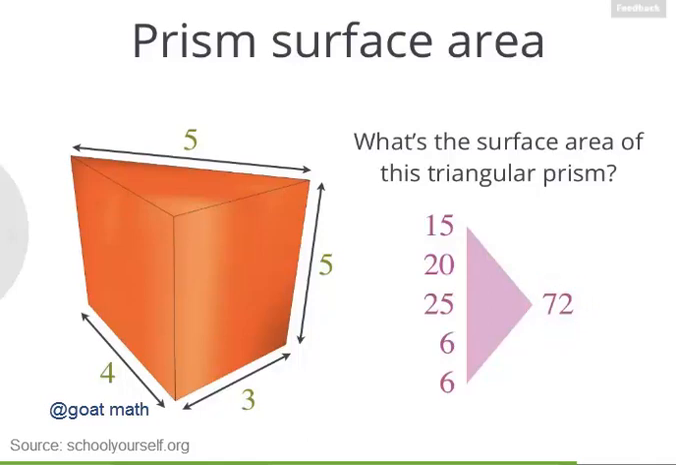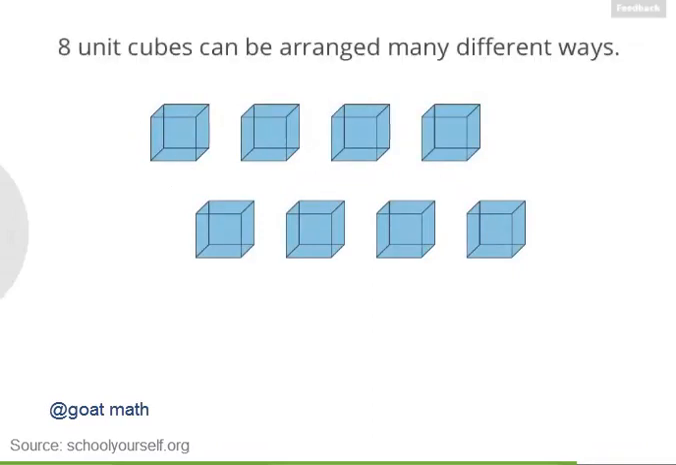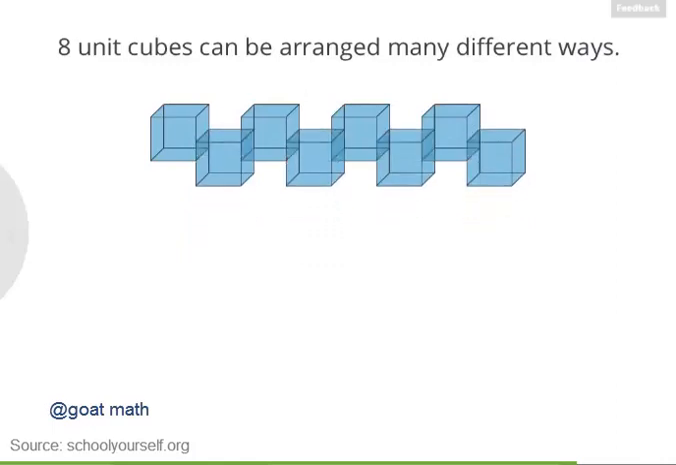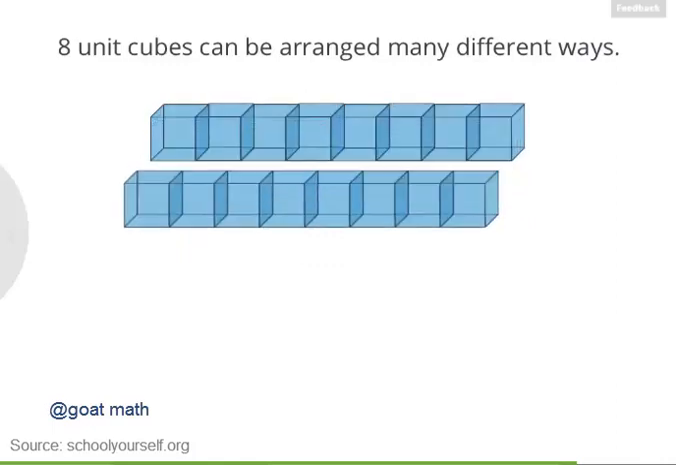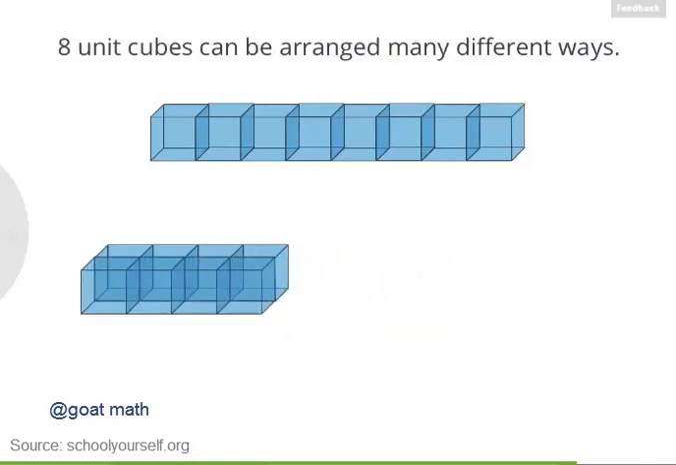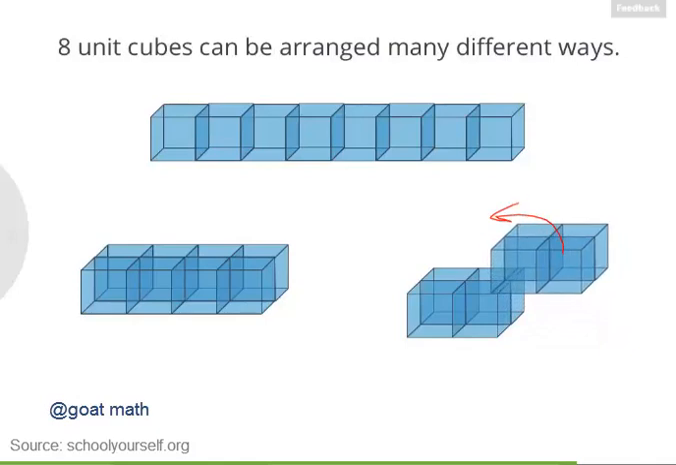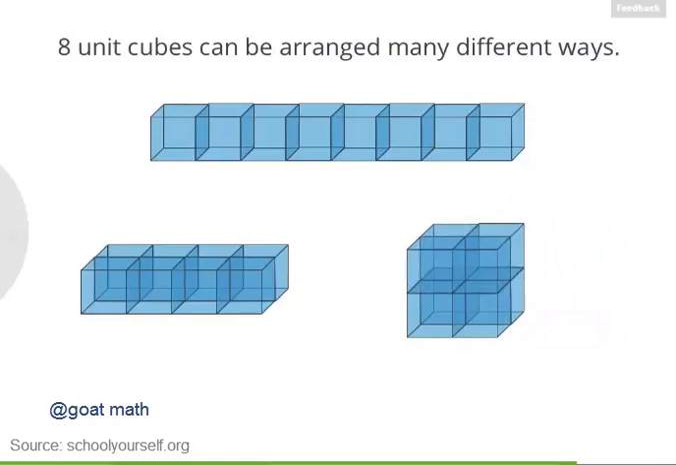Let's finish this lesson with a final question to see how surface area matters. Here are 8 unit cubes, meaning they're cubes with side length 1. Now there are many ways we can arrange these 8 unit cubes. For example, we can line them up in a row. Another way to arrange them is to have 2 rows with 4 cubes in each row. And yet another way is to put these 4 cubes on top, making a larger cube.